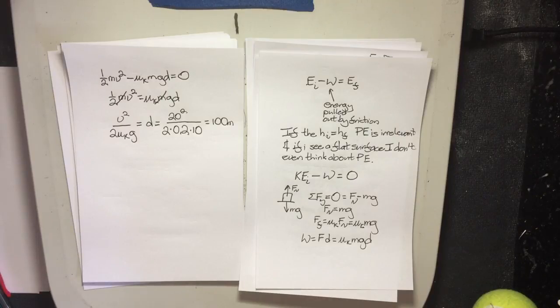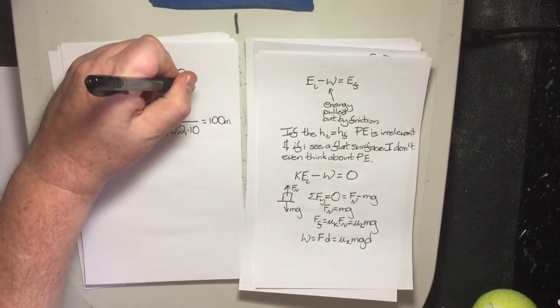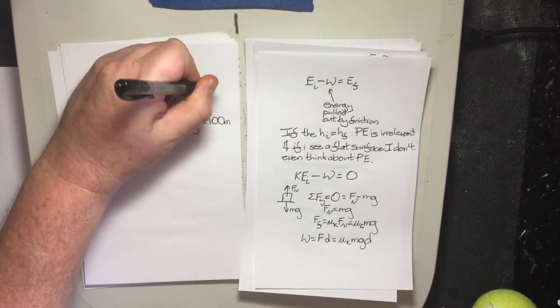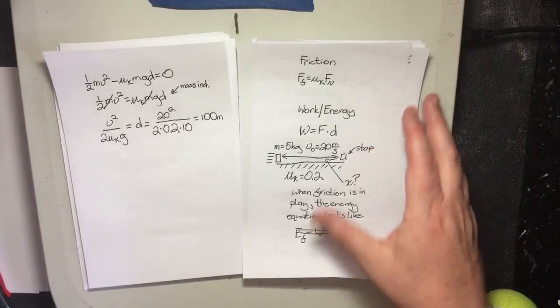And this problem could be rearranged into, given these conditions, it traveled 100 meters, what was its initial velocity? It traveled 100 meters with an initial velocity of 20 meters per second. What was mu sub k? You're on the planet Krypton. It traveled that distance with this coefficient of friction. What is gravity on this planet? It doesn't matter because you've got everything here. And once again, it's mass independent. I didn't need to give you 5 kilograms.